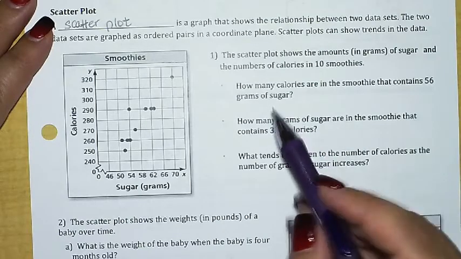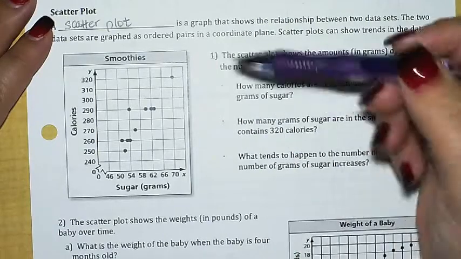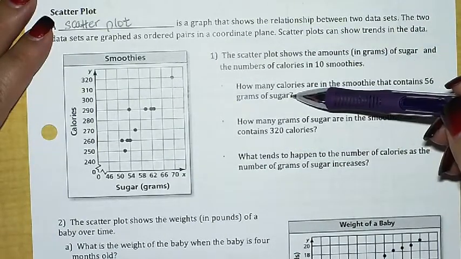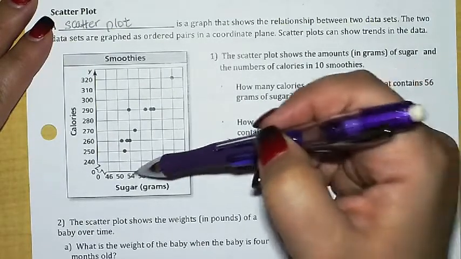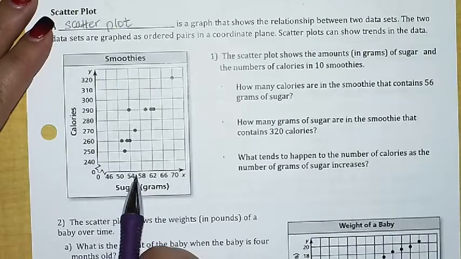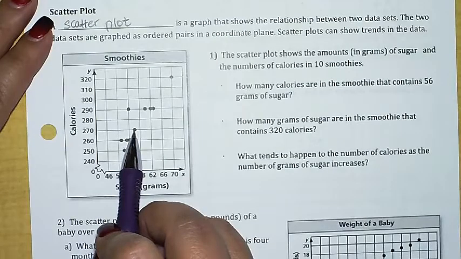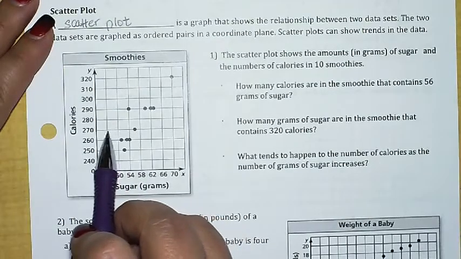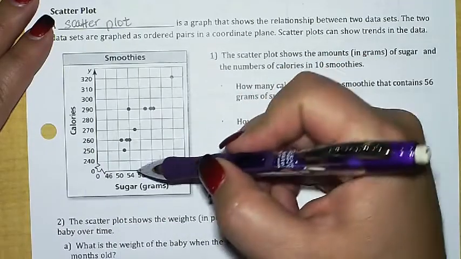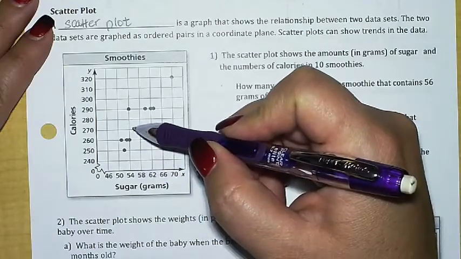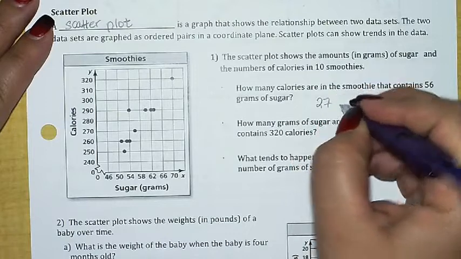Okay, so if they say, well, how many calories are in the smoothie that contained 56 grams of sugar, it's just a matter of lining up an ordered pair. So we're going to look for the smoothie that had 56 grams of sugar. Well, 56 sugars along the x-axis. Here's 56. If we go up to see if we can find a point, we find this guy right here, and then we can look across to the y-axis and see how many calories that particular smoothie had. So the smoothie that had 56 grams of sugar had 270 calories.